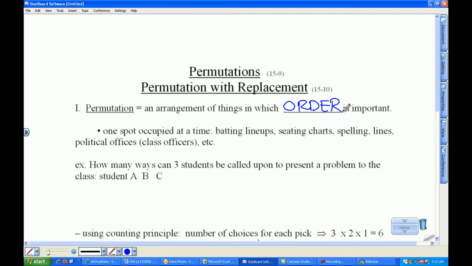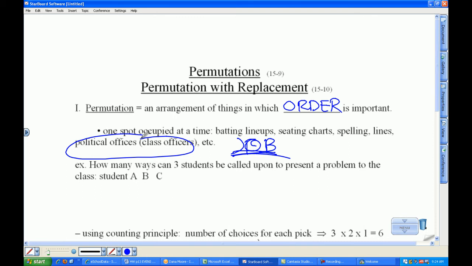Typically, we look for jobs. If you have a job to do, you are a permutation. Okay. Now here we have class officers. So you're talking about president, vice president, treasurer. Those are jobs. The first person in the batting lineup and the second person, the order matters in order to put together an effective offense. Okay. Getting in a line.